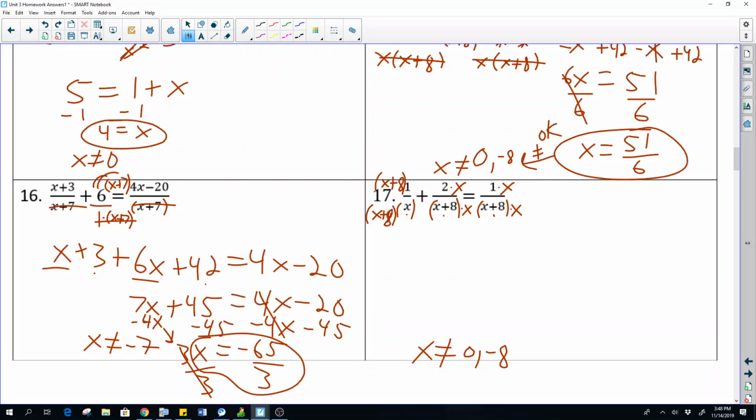Cool. So now we're going to go ahead and eliminate the denominators. So x plus 8 times 1 is x plus 8, plus 2 times x is 2x, equals 1 times x, which is just x. Cool. So then let's combine like terms. x and 2x is 3x, plus 8 equals x. And then we'll minus this x over to this side. So that goes away, becomes a 0.